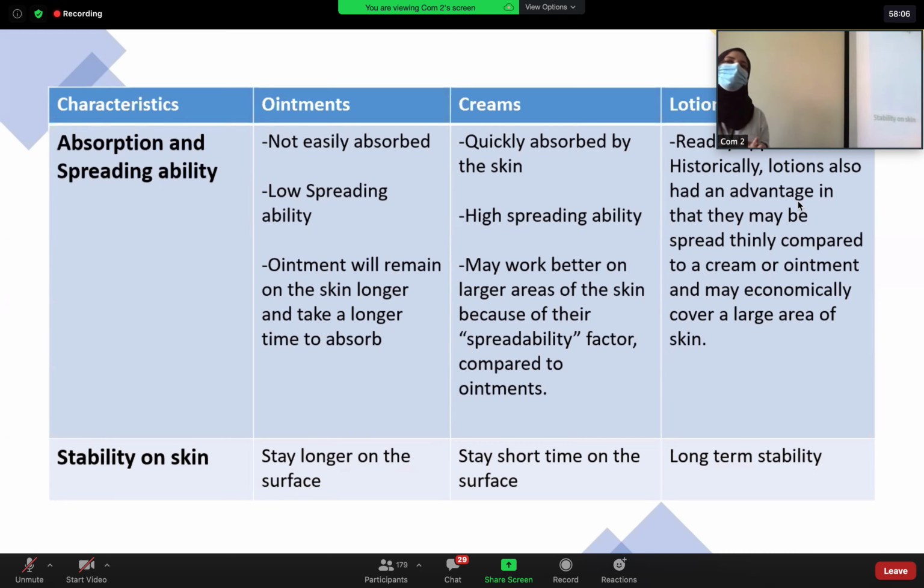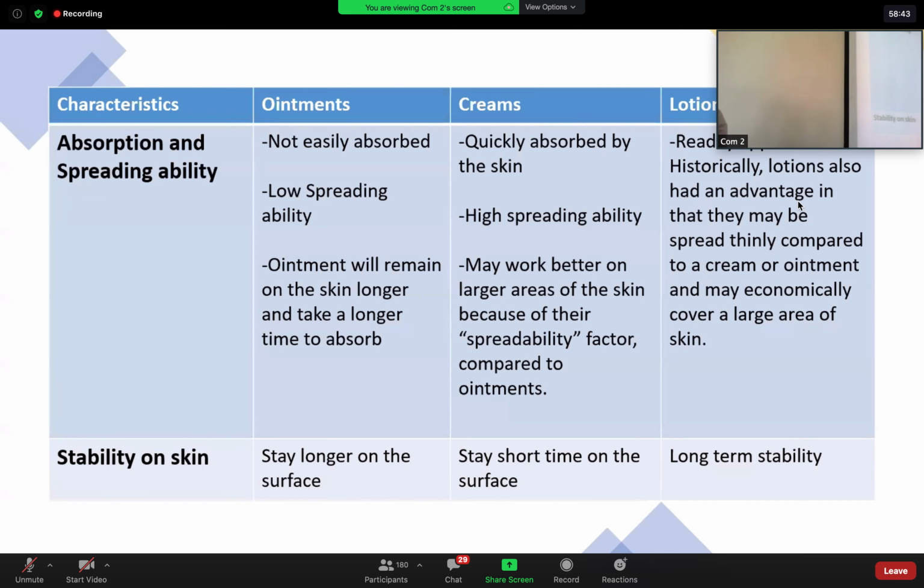And it has low spreading ability. If you want to spread it on the body, it will have low spreading ability because of its high viscosity, basically. However, there is one important advantage, that it will remain a longer time. The intact time on the skin is longer. So in which condition do you think this might be an important property? Any thoughts?